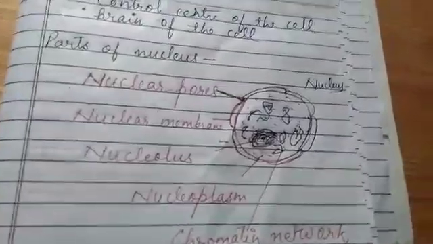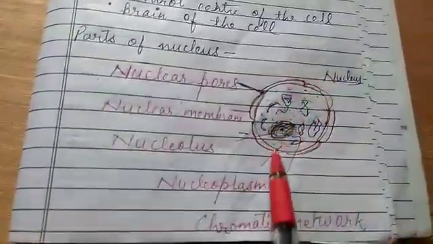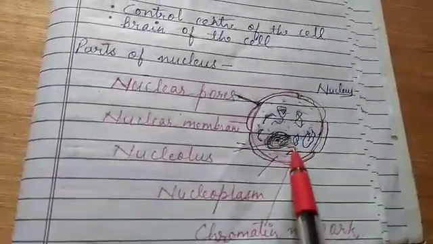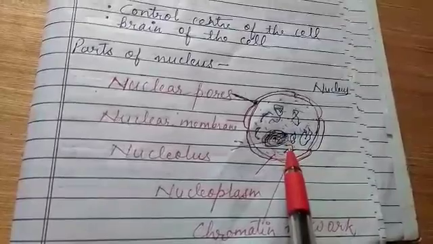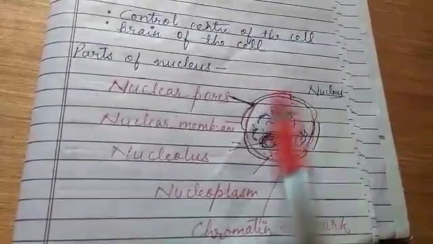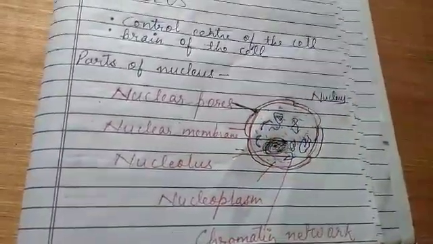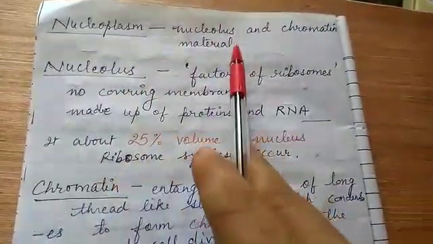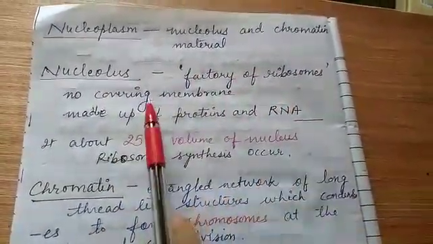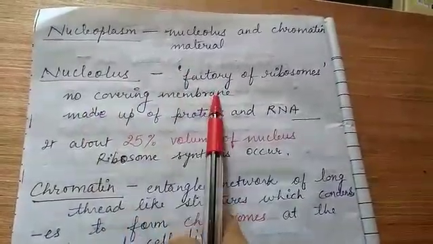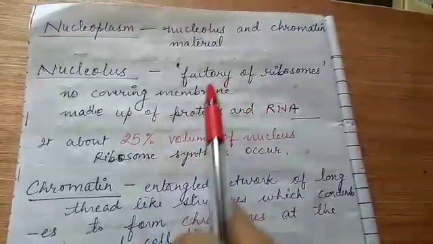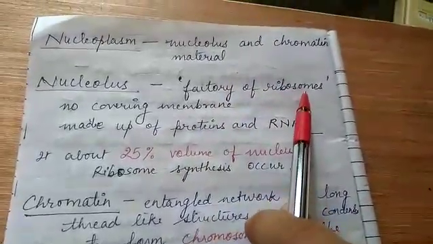Chromatin network is a network of threads which gets organized at the time of cell division into chromosomes. Chromosomes carry genes which help in transmission of characters from parents to offspring. Nucleoplasm contains the nucleolus and the chromatin material. Nucleolus is called the factory of ribosomes, which has no covering or membrane, and ribosomes are made up of proteins and RNA and help in the synthesis of proteins.